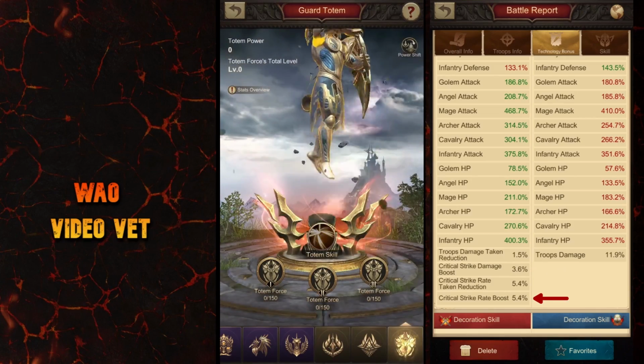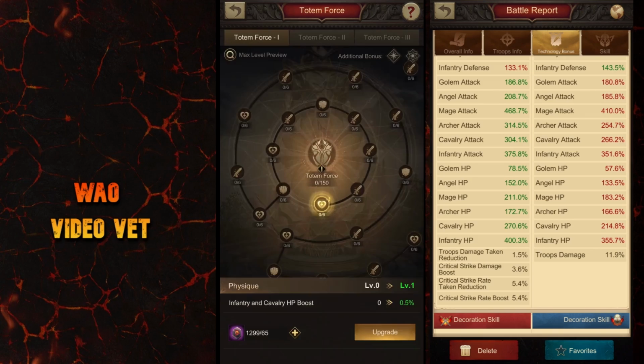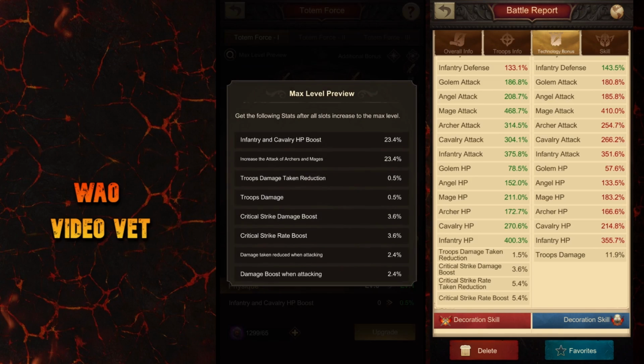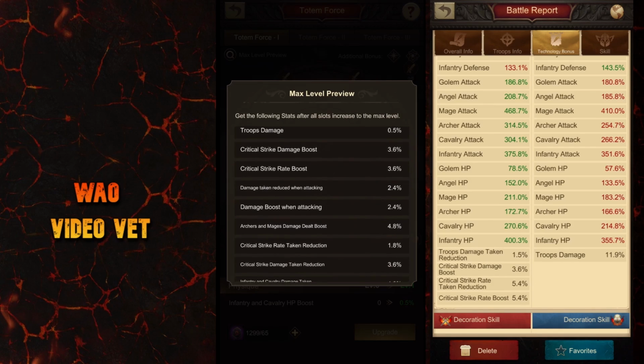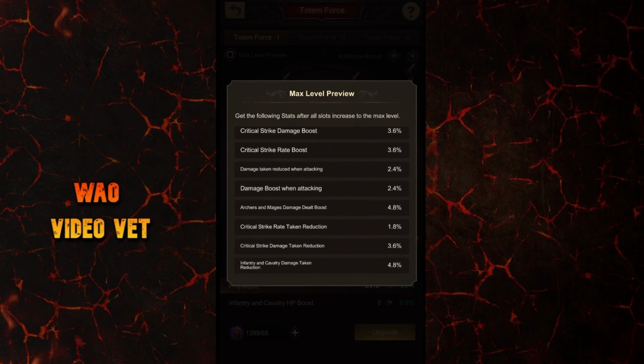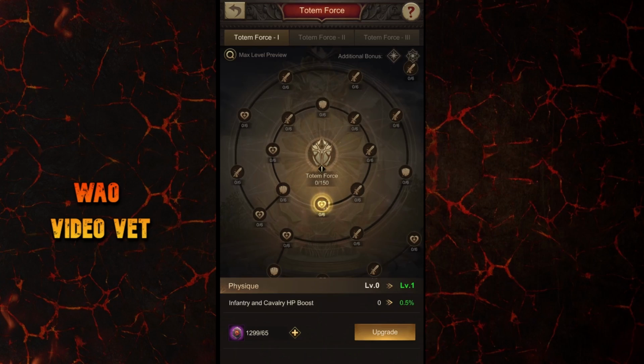However, there is also a Critical Strike rate boost. This one increases the percentage chance of your Critical Strike being triggered. And the last term, Critical Strike Rate Taken Reduction, basically reduces your enemy's chances of dealing a critical strike on you in a battle. These Critical Strike rates also don't depend on whether you're attacking or defending, by the way.